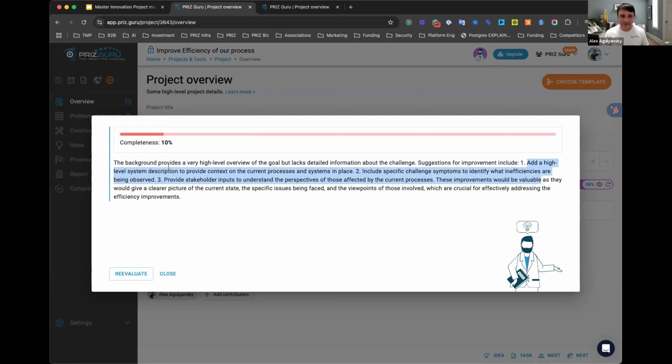So in this case, high-level system description. Realistically, we don't have that, right? It includes specific challenge symptoms, like what's happening, why are we even doing what we're doing, stakeholder inputs. And as we go and develop this background, it will help us to dig for more and more details.